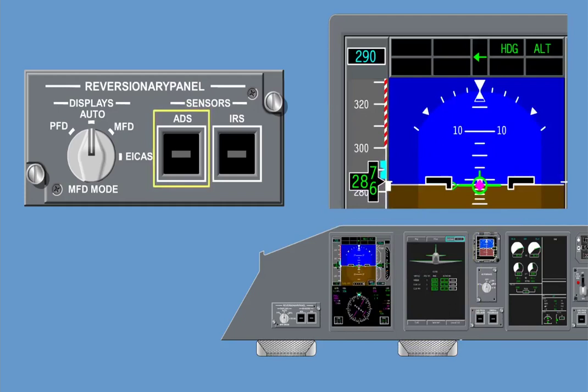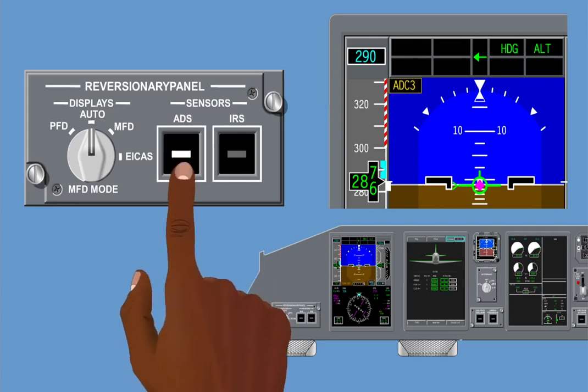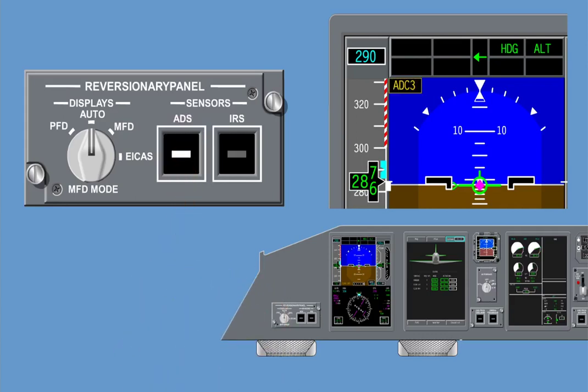With the ADS button, you can select an alternate air data source. A striped bar illuminates inside the button to indicate that it is pressed. Pushing the IRS button changes the attitude and heading source from the on-side inertial reference system to the cross-side IRS. A striped bar illuminates inside the button to indicate that it is pressed.